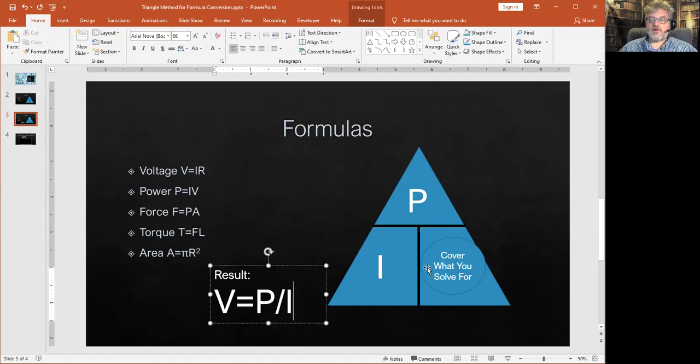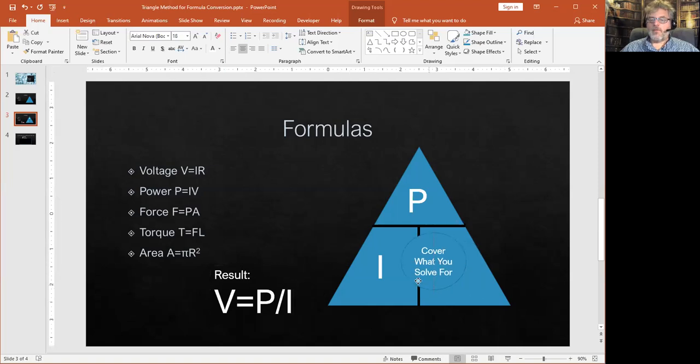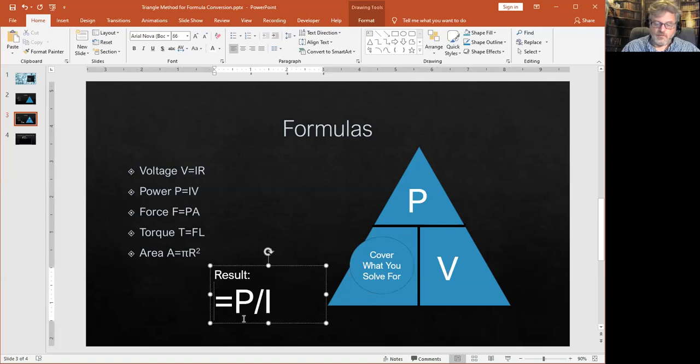What if I want to solve for current? I know what the voltage is. It's a 120 volt AC circuit. I know I have a 100 watt light bulb. Then I just cover up my I. And now I see that current is equal to power divided by voltage. So I can type that out. Power divided by voltage.